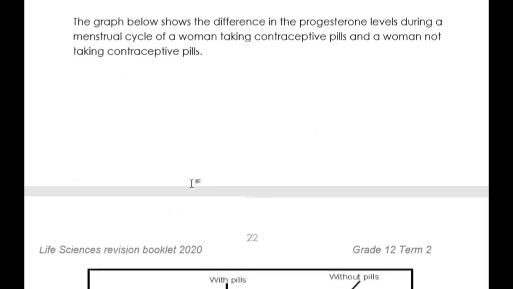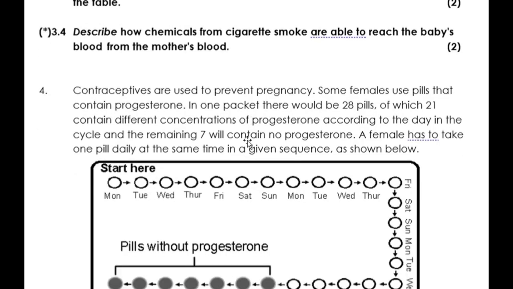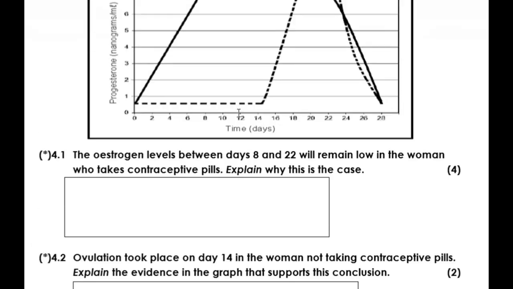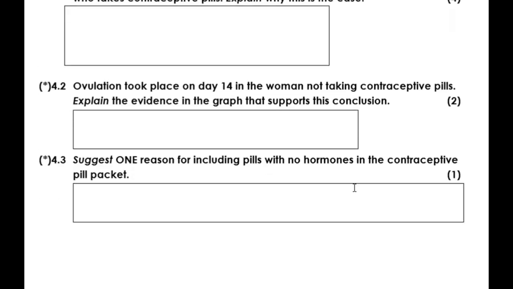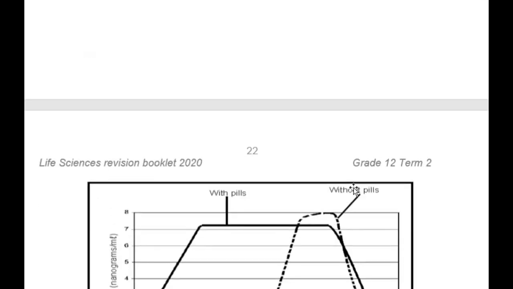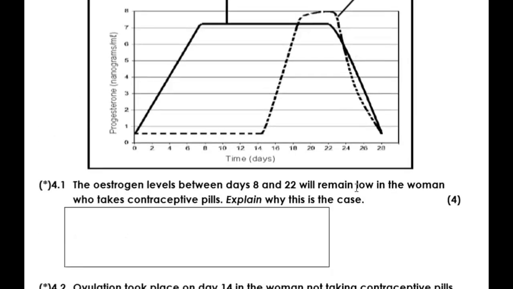So number four has to do with birth control. So if I can ask you guys to just read through number four quickly. And then to look at this diagram, I'm going to keep this diagram up and we'll look at 4.1, 4.2, and 4.3. Okay, I'm going to give you again, let's say it's 10:25. I'm going to give you until 10:28. And then we will look at the answers for this one. Okay, please open your revision booklet and look at number four. And then we'll quickly look at the answers for this one.